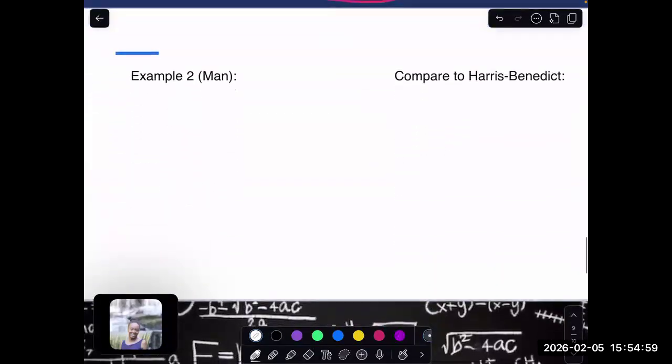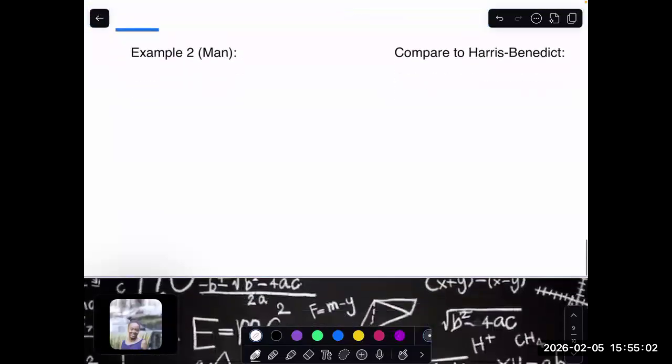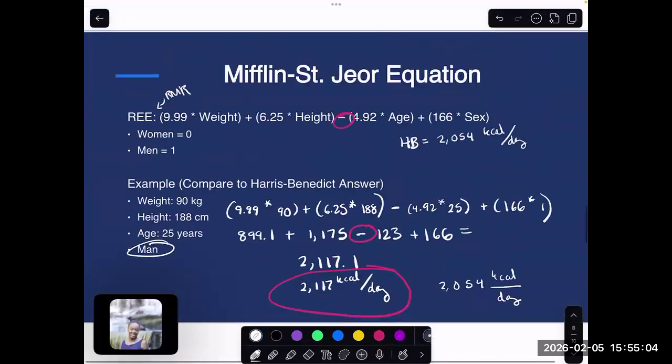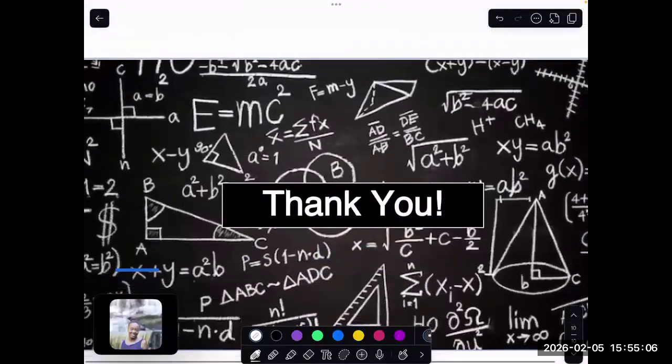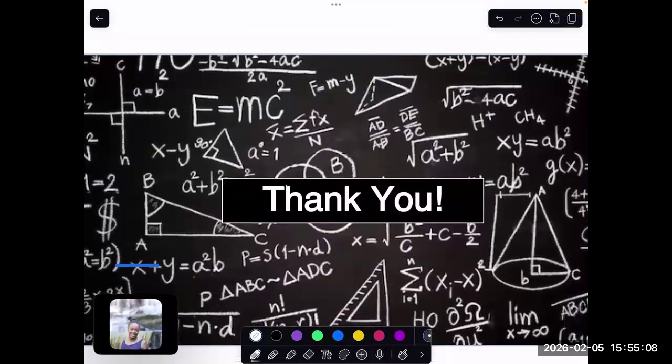And I would have put the calculations here, but I did not. So hopefully you gain even more appreciation for resting metabolic rate and how we calculate it.